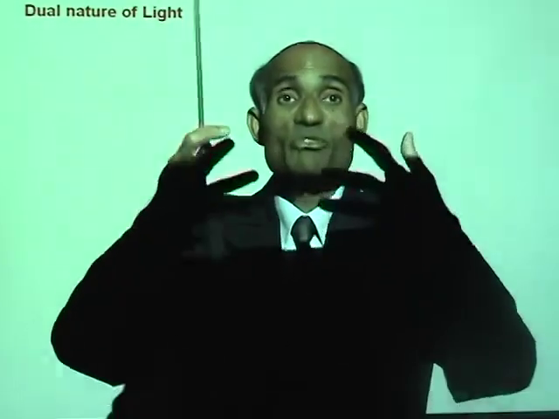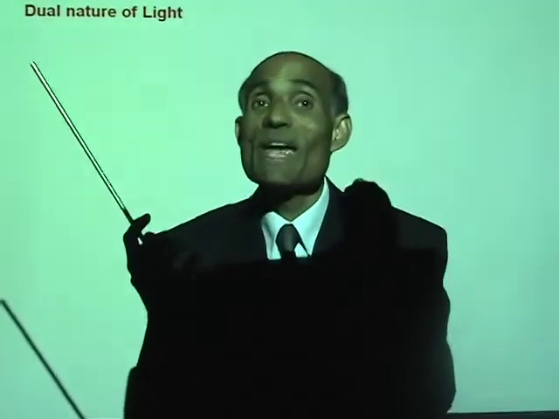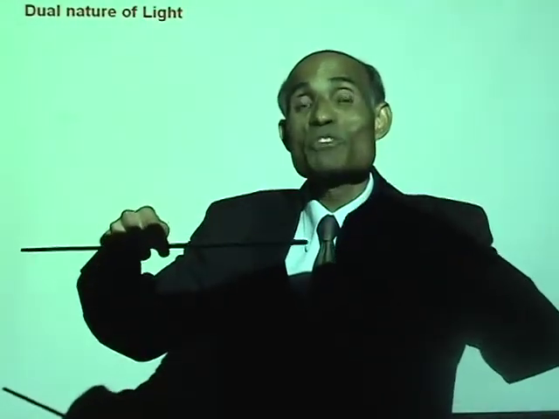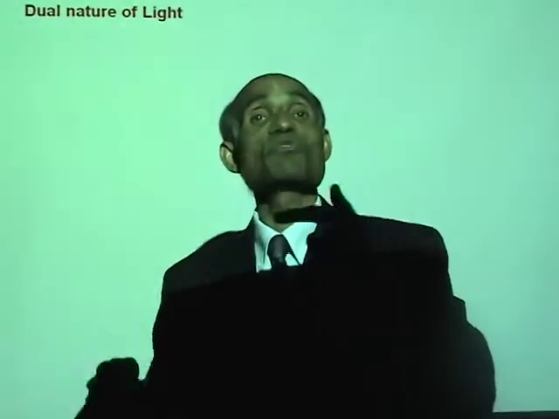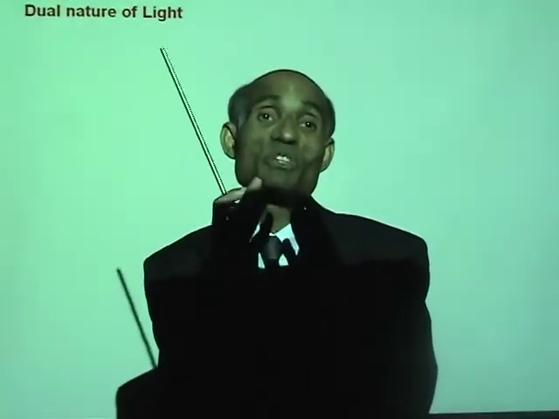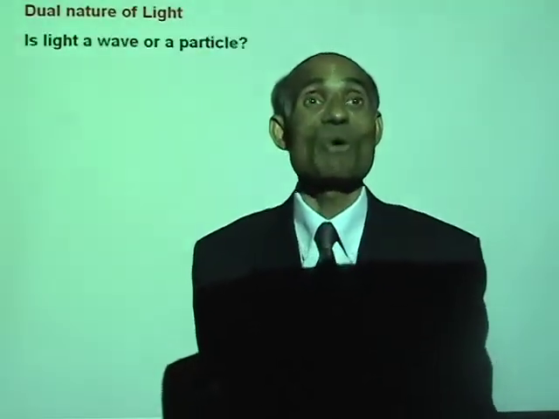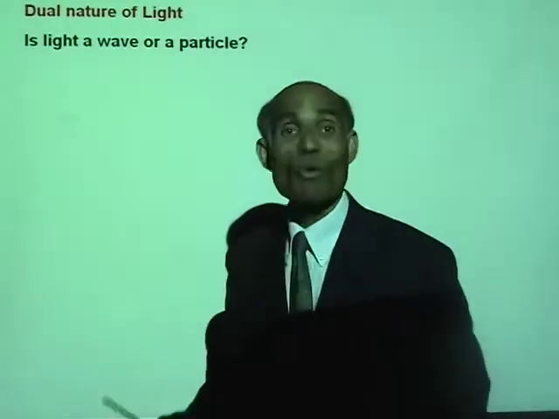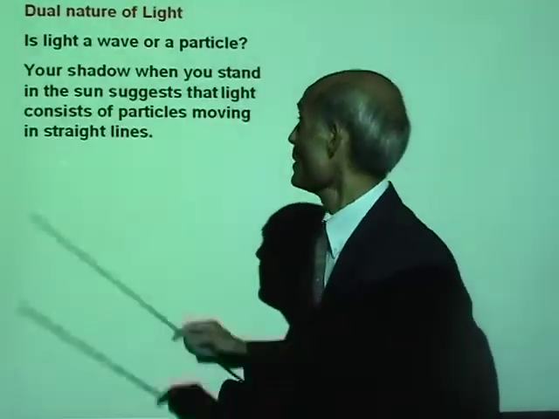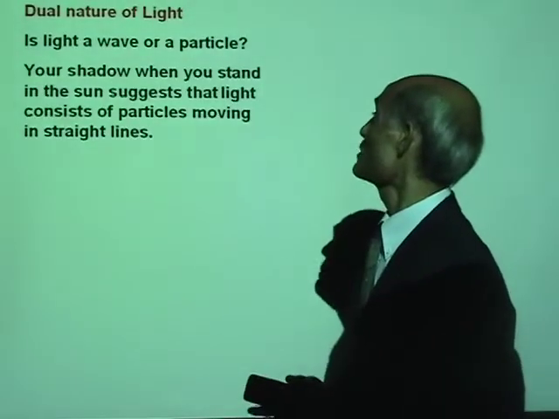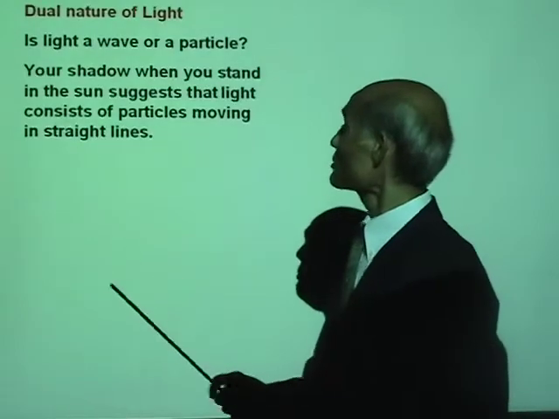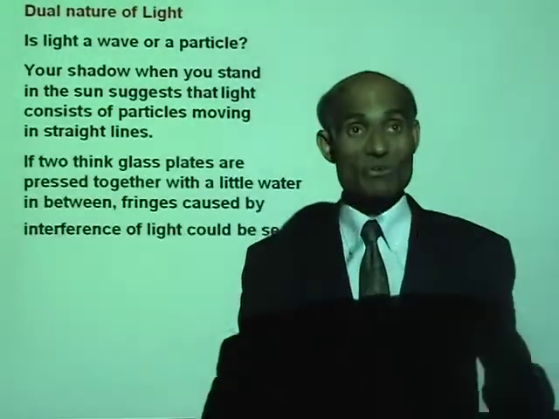But because we are so big, the wave nature is not very apparent. But when you go deeper and go into the smaller world of electrons, protons, photons, the particle and wave nature can be interchanged from one to the other. You know, it is very difficult to distinguish between a particle and a wave. So, is light a wave or a particle? Your shadow, when you stand in the sun, suggests that light consists of particles moving in a straight line. Is that right?